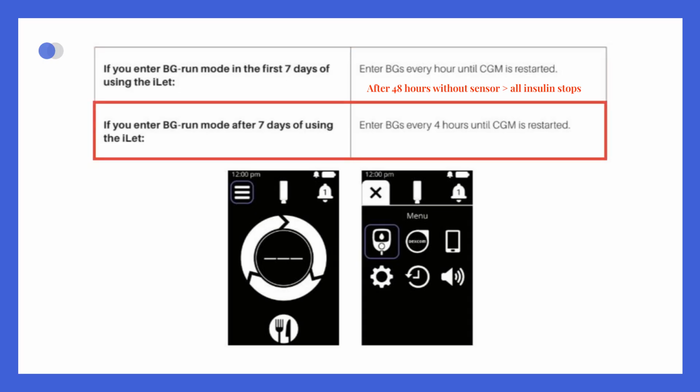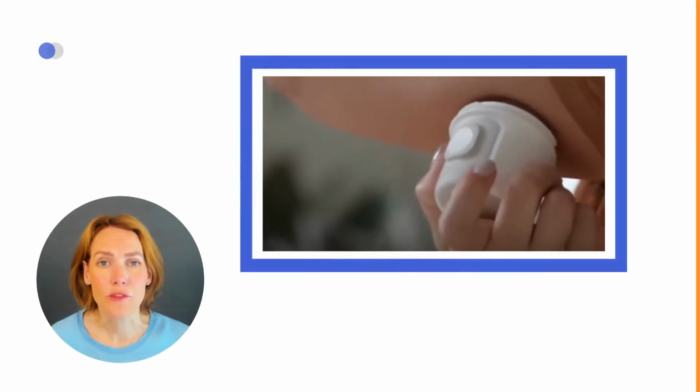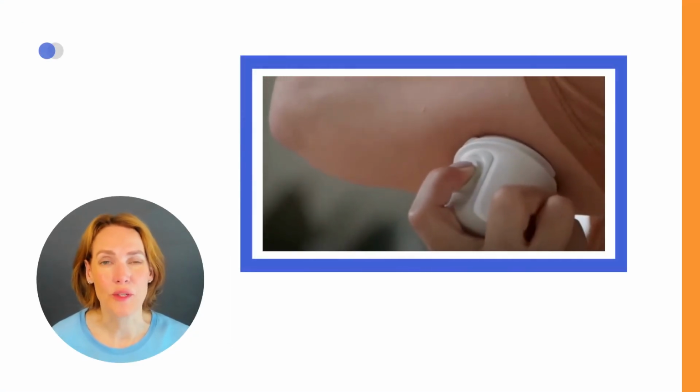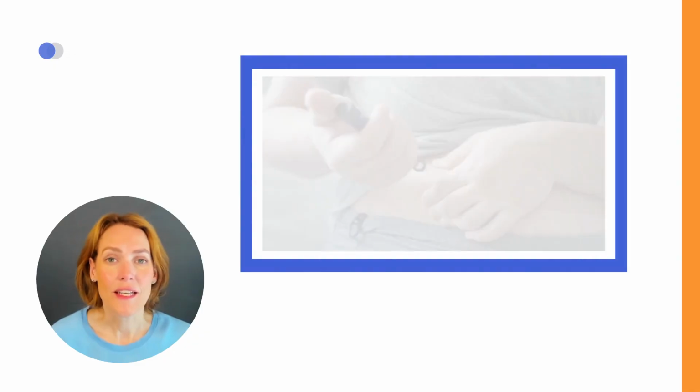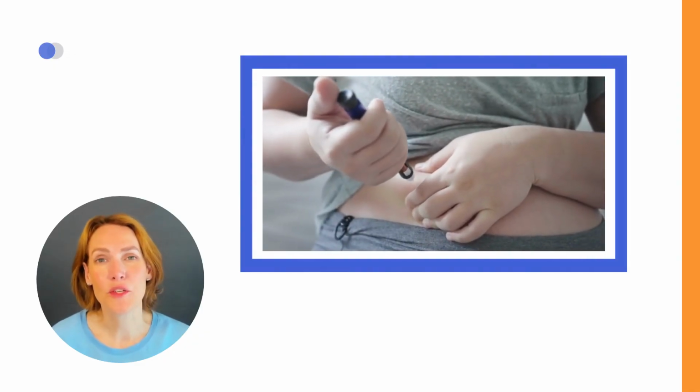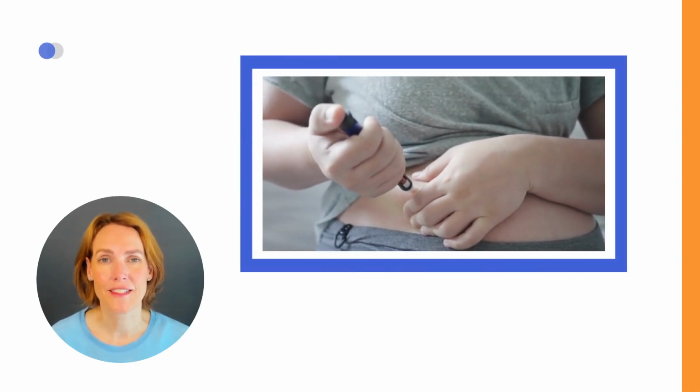If BG run mode begins more than 7 days after iLet initiation, alarms request BG entry every 4 hours until CGM is restored. Failure to comply within 4 hours results in insulin delivery cessation. After 72 consecutive hours without CGM, BG run mode ends, stopping all insulin delivery. Insulin delivery resumes once glucose sensor values are received again. If sensor access is unavailable, users must switch back to insulin pens with basal and bolus insulin.